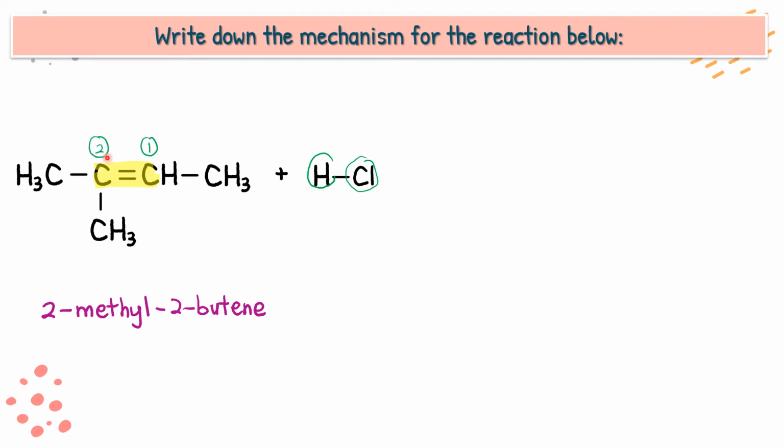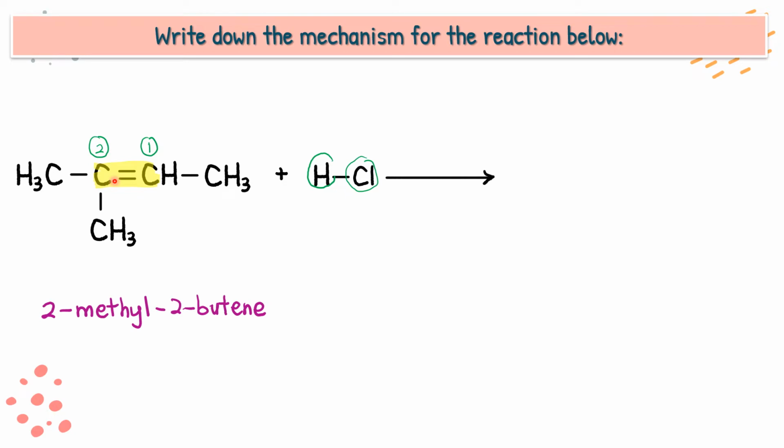Okay, jadi kita kena pilih hydrogen yang ada lower priority. Which carbon will it go to? Is it carbon 1 or is it carbon 2? So rule apa yang kita akan follow? We're going to follow the Markovnikov rule. So using the Markovnikov rule, hydrogen will go to the carbon with more hydrogen atoms. Jadi, hydrogen akan pergi kepada carbon 1 and chlorine akan pergi kepada carbon 2.